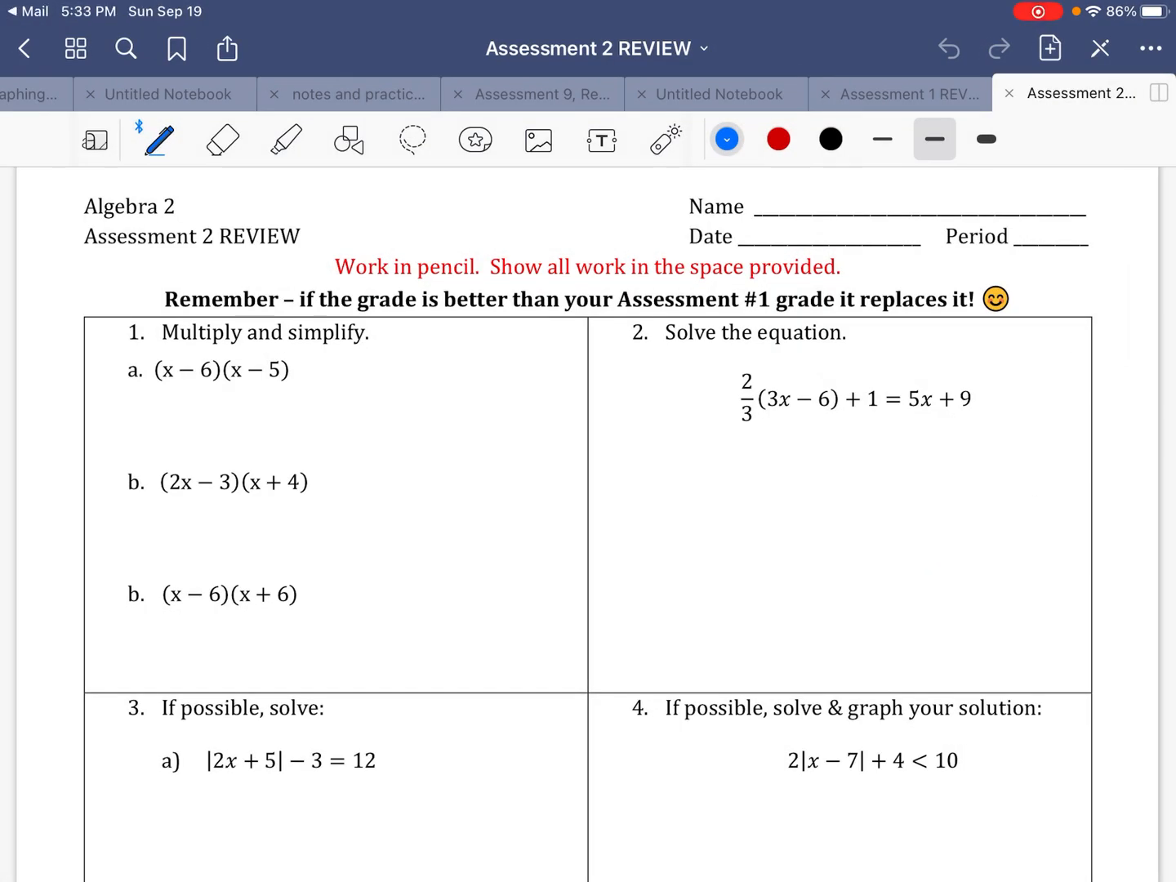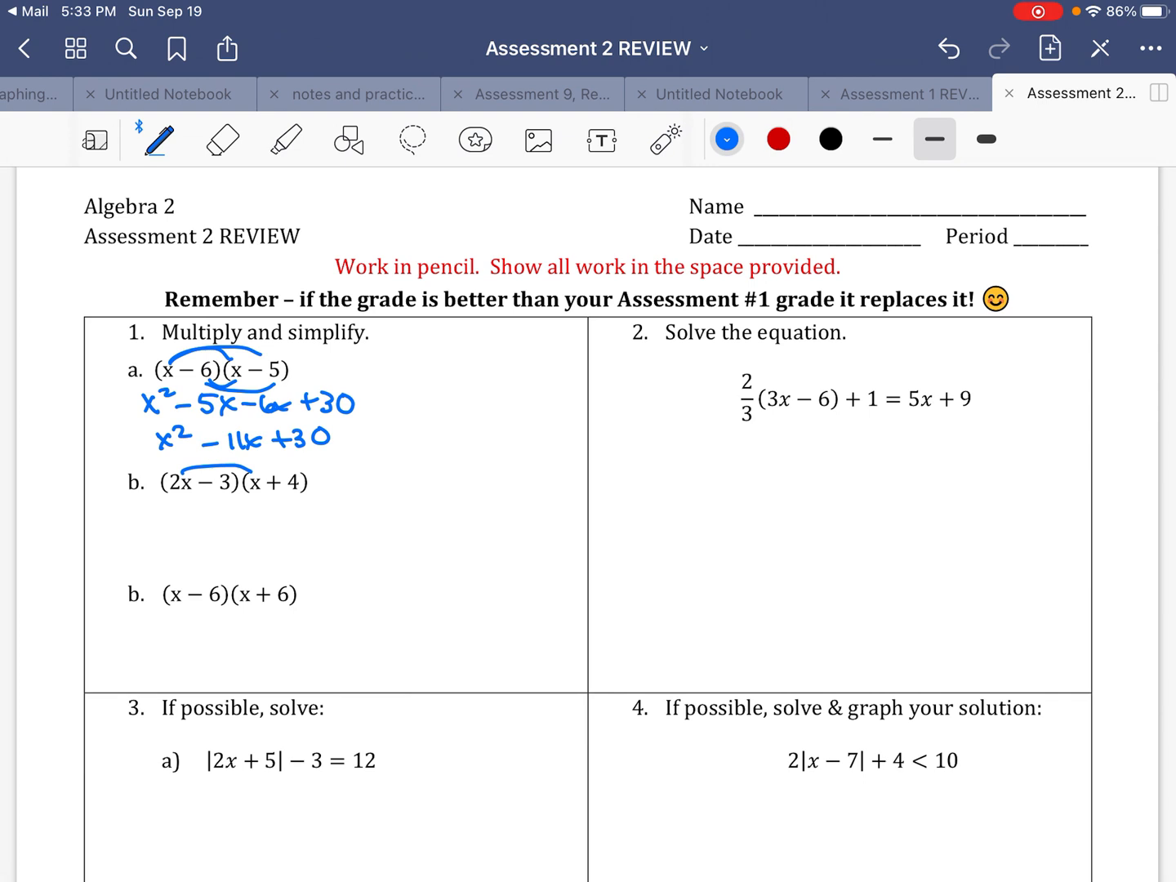All right, so let's go over this review sheet here. So in this first problem, number one, you have to multiply these expressions out. So you have x times x, which gets you x squared. X times negative 5 gets you negative 5x. You can think of this as FOIL, first, outside, inside, last, or distributive property. So x times the next two, and then we have negative 6 times the next two things. So negative 6x, and then negative 6 times negative 5 is positive 30. So you clean that up and you get x squared minus 11x plus 30 as your final answer.